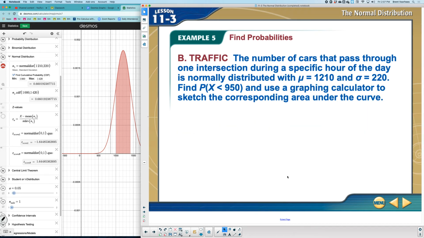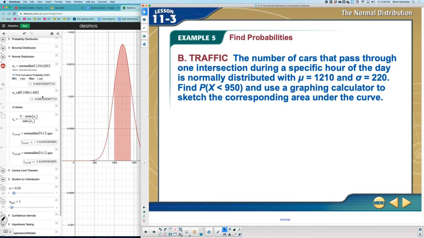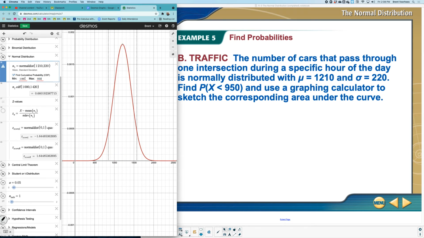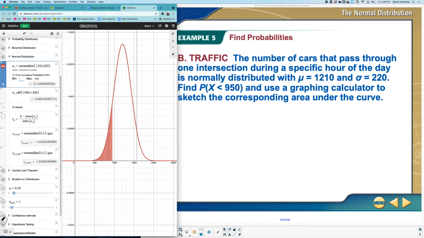It says the number of cars. Okay, so the same situation. We want to know what's the probability that x is less than 950. That means 950 is the largest number. So I'm now going to move 950 over here to the right side, and there's no minimum, so I'll just leave it like that.